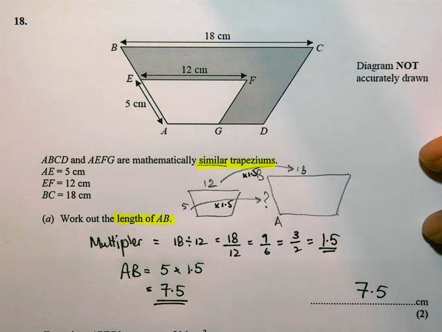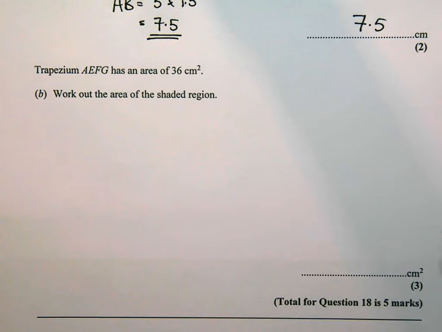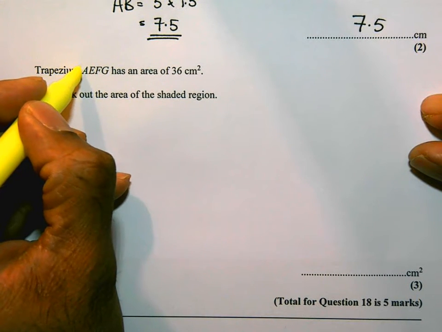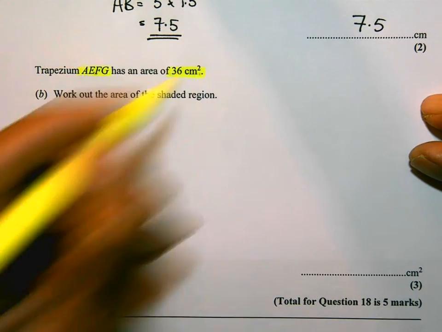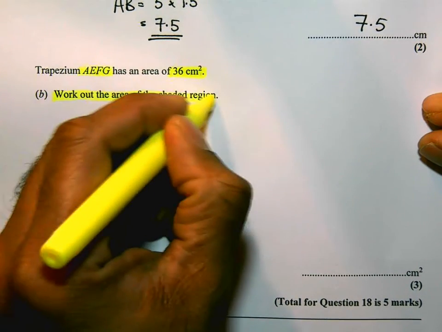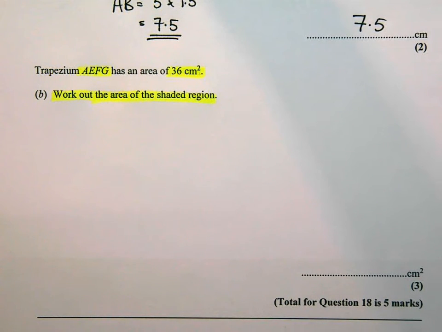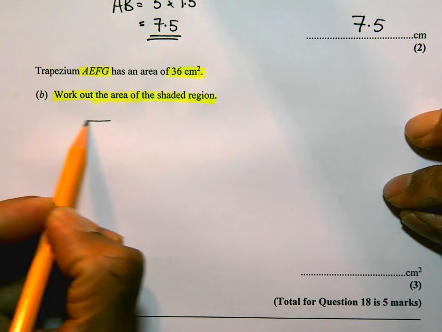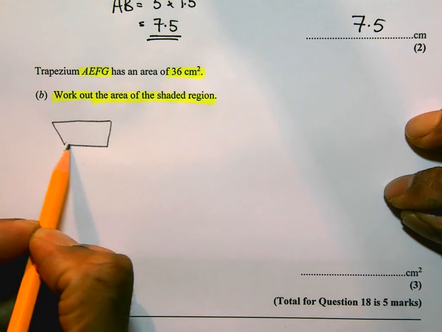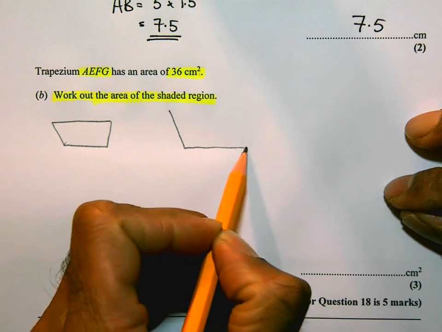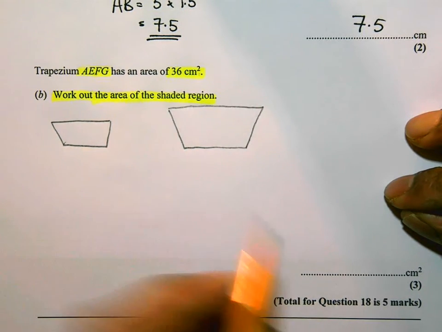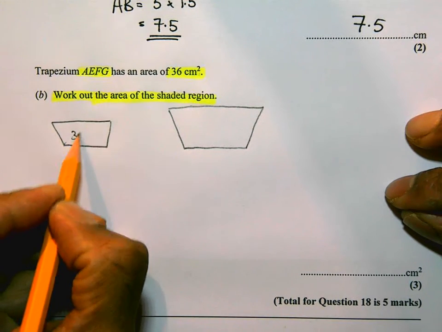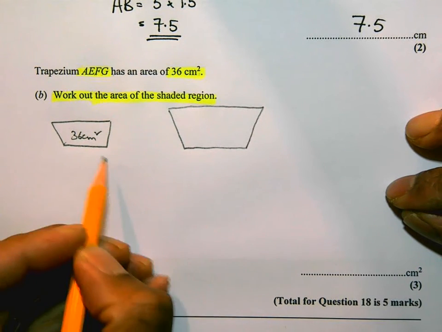Let's look at part B. In part B, they've said trapezium AEFG, the smaller of the two, is 36 centimeters squared. Work out the area of the shaded region. So the shaded region is the bit between them. But if I draw my sketches again, so this being the small one, and then the larger one, okay, they've said to us that the area of AEFG, the smaller one, is 36 centimeters squared.